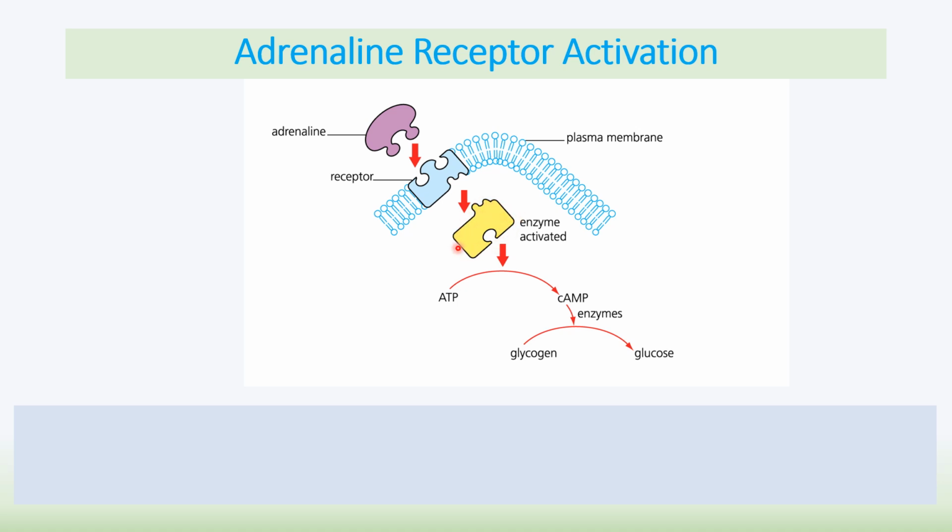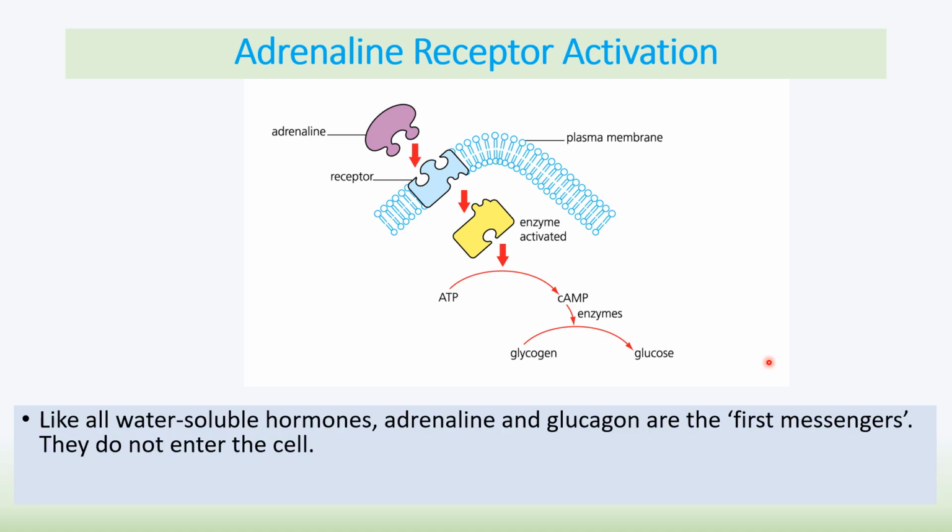That enzyme then is activated, which triggers ATP to be converted to cyclic AMP, and that activates an enzyme called protein kinase enzyme, which hydrolyzes glycogen down into glucose. That glucose then can be released into the bloodstream and used in respiration. So that is your key thing.